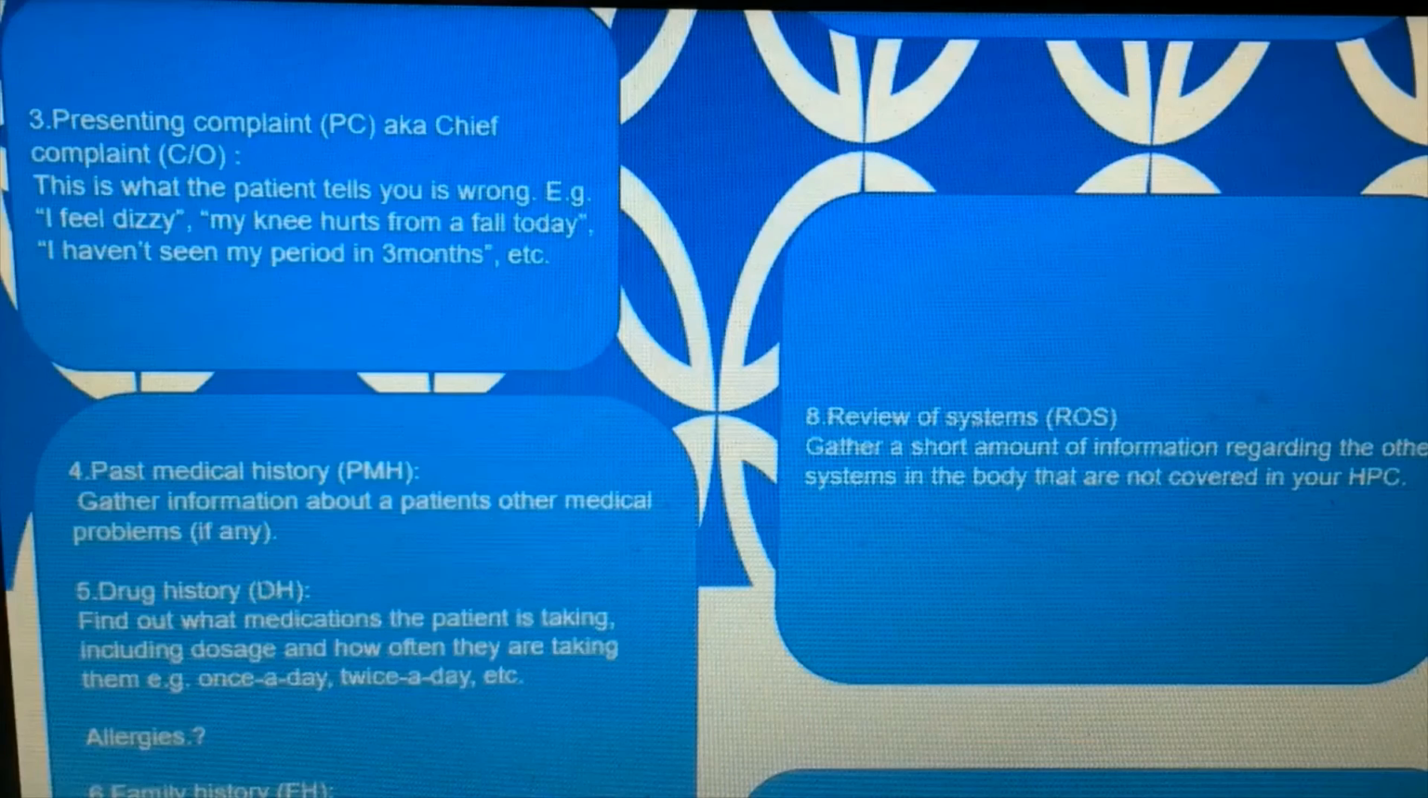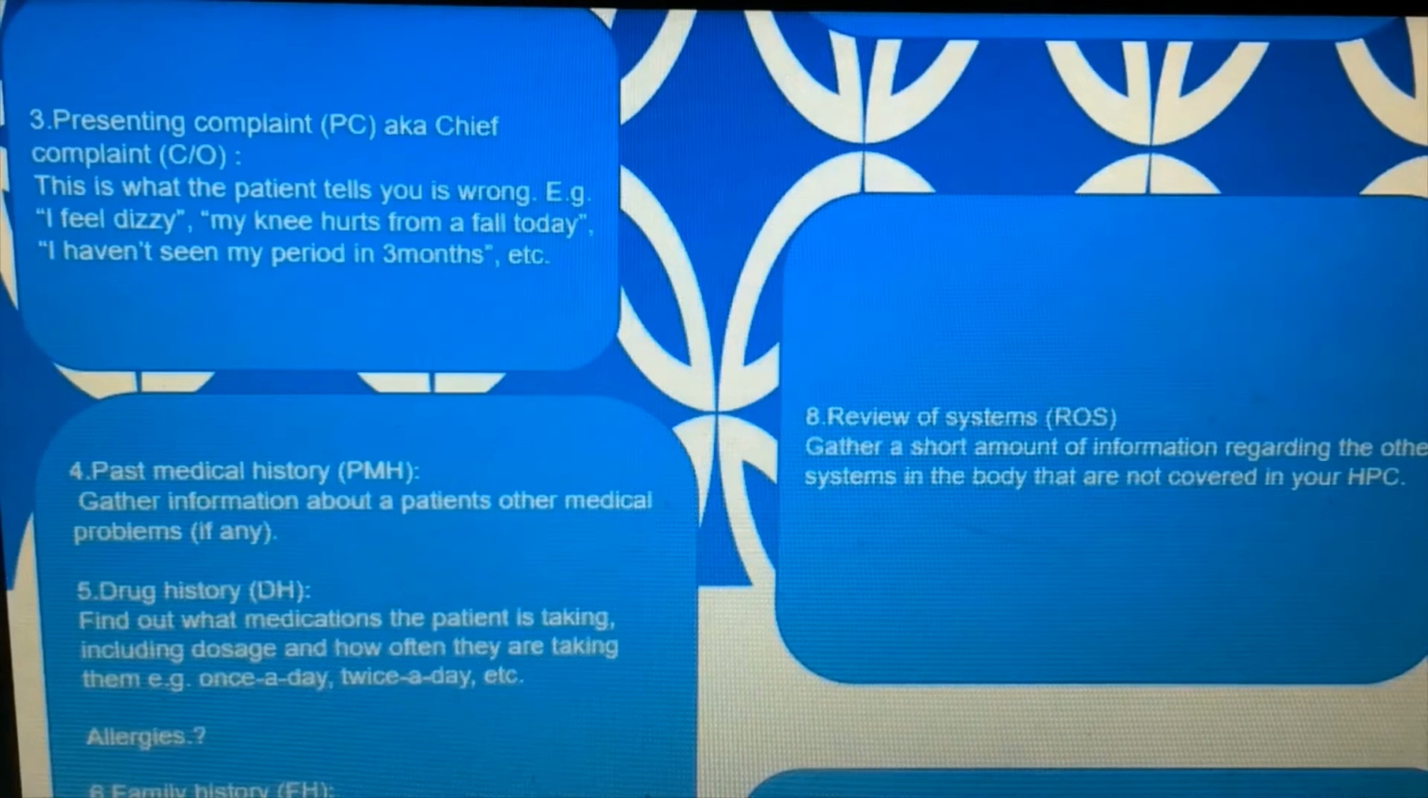Move on to number 3, which is the presenting complaint, also known as the chief complaint. This is what the patient tells you is wrong with them. For example, the patient may tell you that they feel dizzy, or they have a headache, or chest pain. This is the chief complaint. What brings the patient to the clinic or to the hospital today?